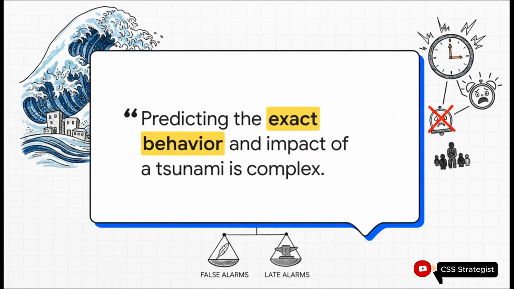But as examiners and scientists, we have to remain analytically objective about the limits of our science. As our source material points out, predicting the exact behavior and impact of a tsunami is deeply complex due to varying ocean depths, coastal topographies, and a whole host of other factors. Sometimes our warning times can only be measured in minutes. False alarms breed public complacency, while late alarms result in unimaginable tragedy. It is, without a doubt, an incredibly difficult governance challenge.